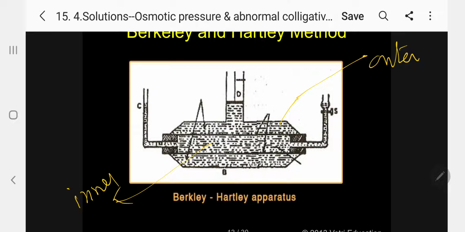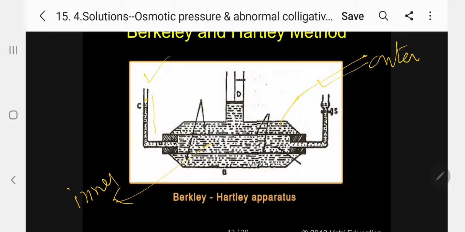The outer tube is filled with a solution of known concentration. That means a known solute is dissolved in a suitable solvent, so we know the concentration of the solution. Inside the inner tube, on both sides, it is connected: on one side a reservoir, on the other side a capillary tube. By adjusting the reservoir, we can fix the level. This is a graduated tube, so that we can measure the actual level of the solvent.